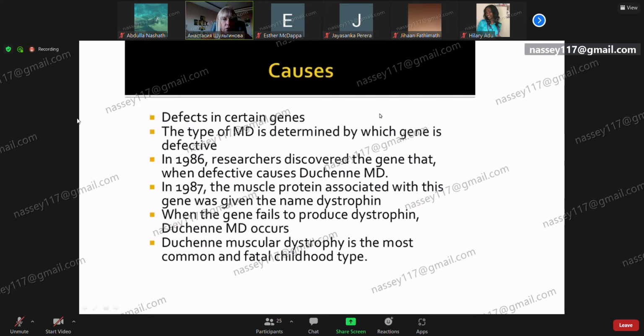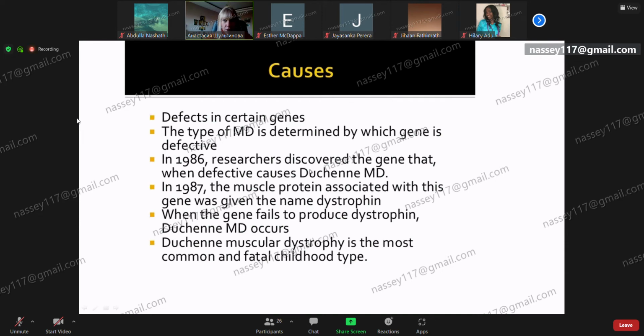Causes of the muscular dystrophy. Defects in certain genes; we said that a large percentage of them are genetically predisposed. This is a mutation in the gene. The type of muscular dystrophy is determined by which gene is defective.